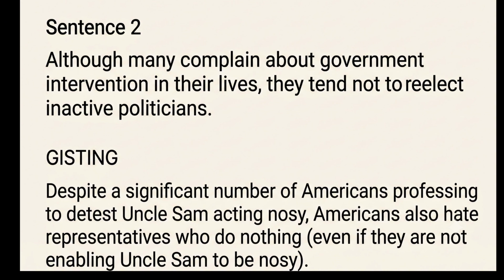Sentence 2. Although many complain about government intervention in their lives, they tend not to re-elect inactive politicians. Gisting: despite a significant number of Americans professing to detest Uncle Sam acting nosy, Americans also hate representatives who do nothing, even if they are not enabling Uncle Sam to be nosy.